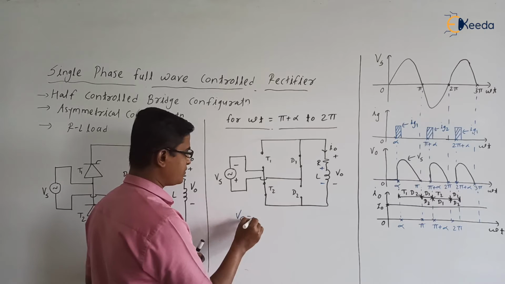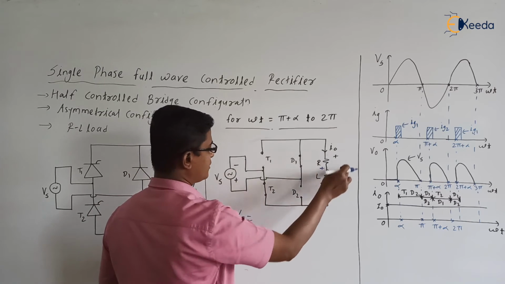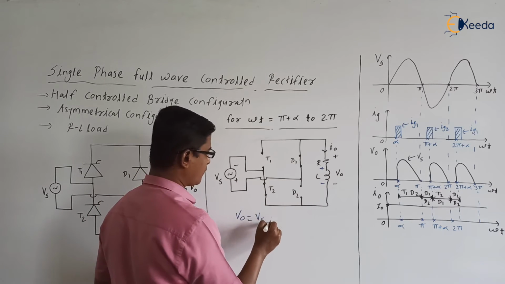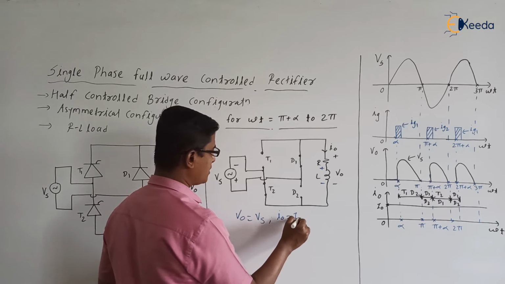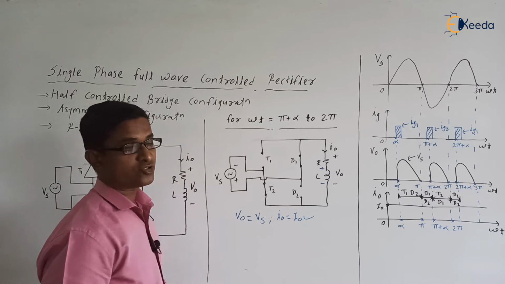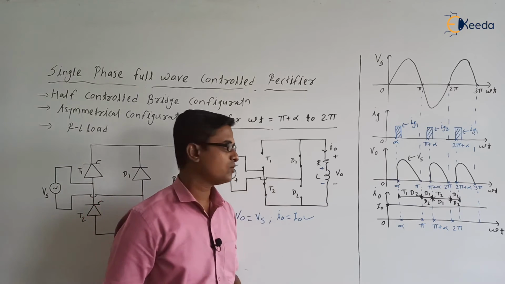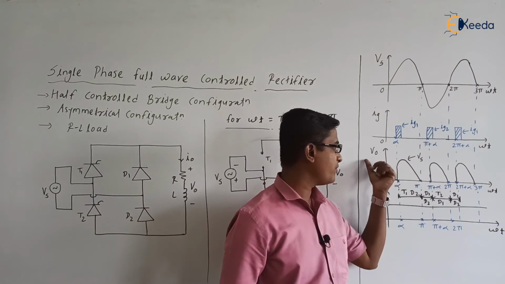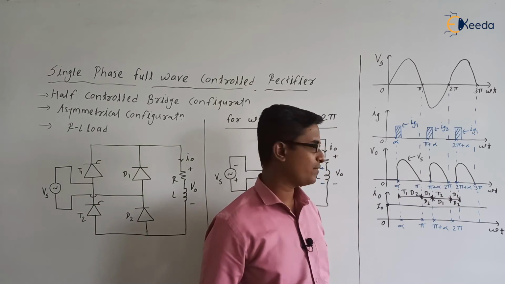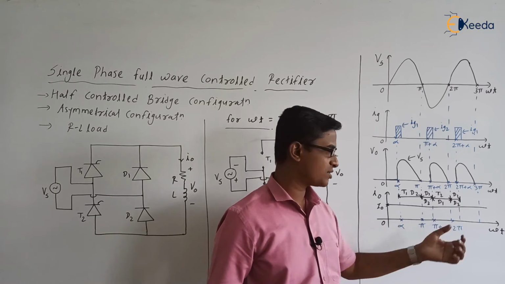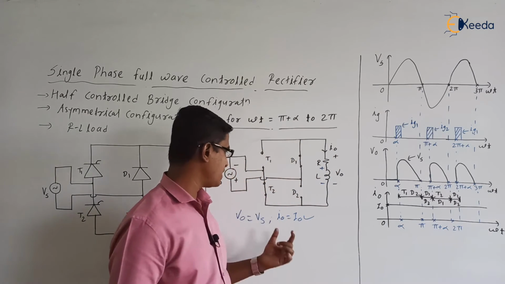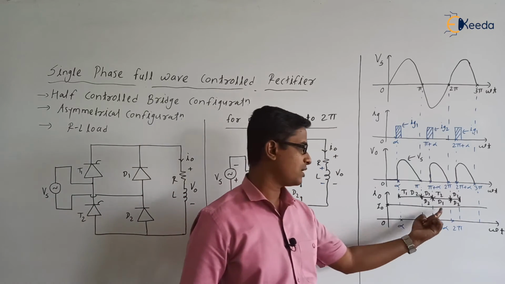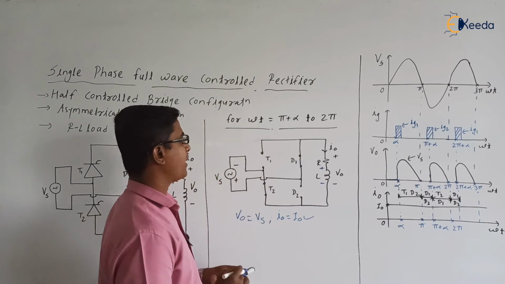What is V0? If you check, plus Vs minus V0 is equal to 0. So V0 is equal to Vs and I0 is the constant current. So the devices conducting will be T2 and D1. From pi plus alpha to 2 pi, V0 will be the positive voltage Vs, and I0 will be constant current. T2 D1 will be in the conduction mode. This will continue till 2 pi, right?